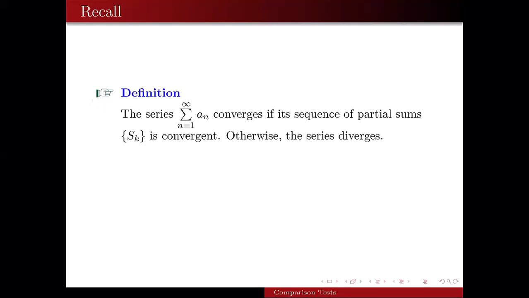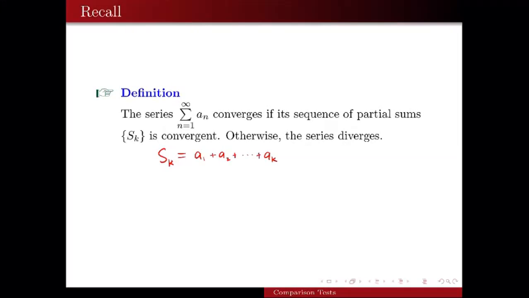We have the definition. The series sum a_n from 1 up to plus infinity converges if its sequence of partial sums is convergent. Otherwise, the series diverges. So again, let me recall this sequence of partial sums. S_k is the sum of the first k terms of the series.